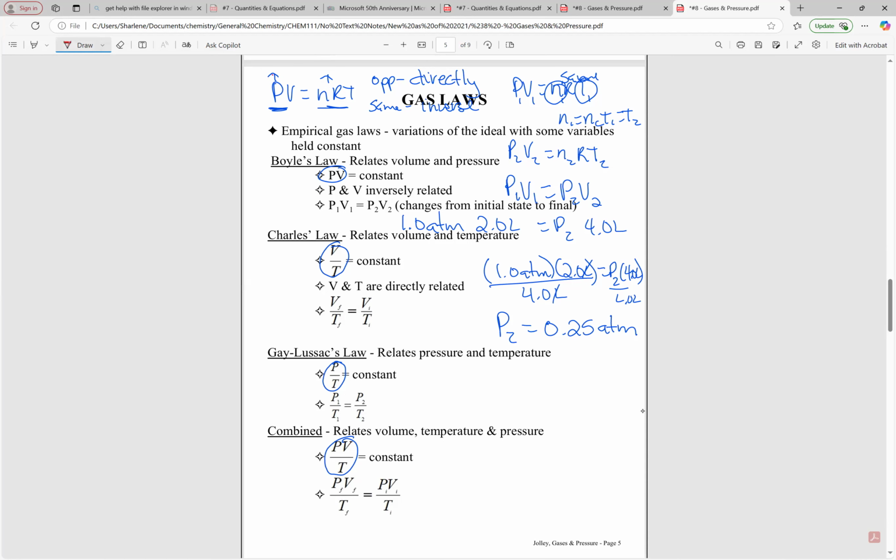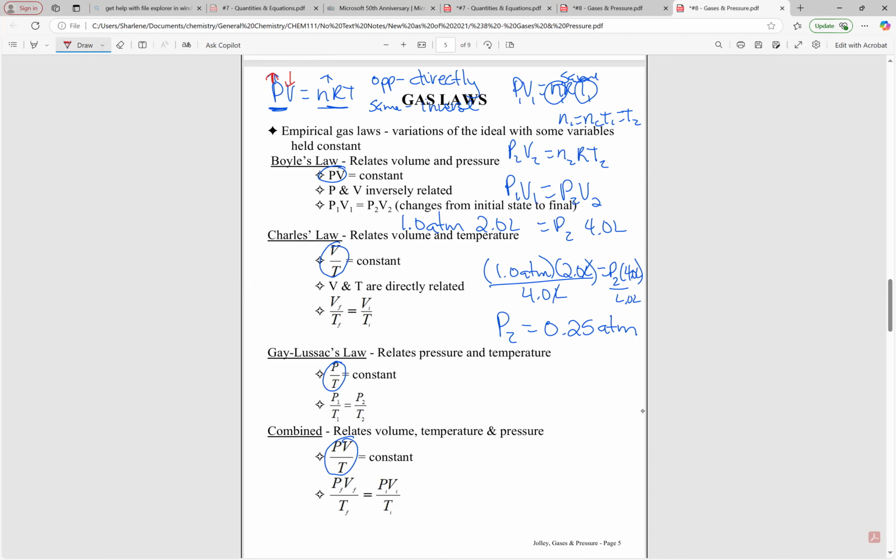So if the pressure goes up, mathematically, the volume has to go down to keep the same constant. If we hold everything else the same, if I increase the pressure, the volume has to go down. If I decrease the pressure, the volume has to go up.